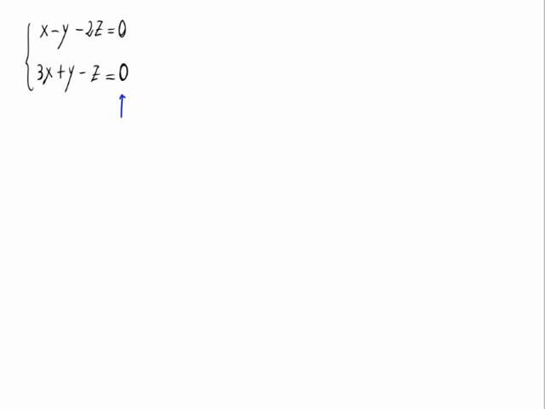We have two equations and three unknowns: x, y, and z. As there are more unknowns than equations, this is a compatible indeterminate system. It's going to have infinite solutions. Let's solve it right now. We will use Gauss's method.